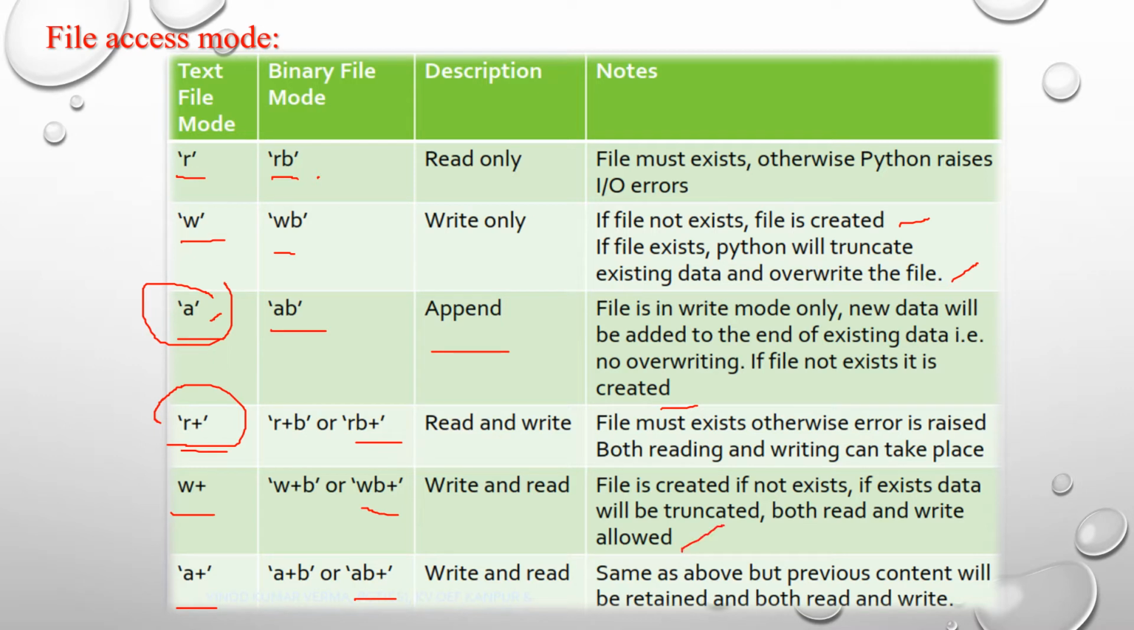The next modes are a+ and ab+. So a+ is for text files and ab+ is for binary files. These two are the write and read mode strings. Here a+ and ab+ are the same as above, but the previous content will be retained, and both read and write are allowed. So these are some file accessing modes in Python.